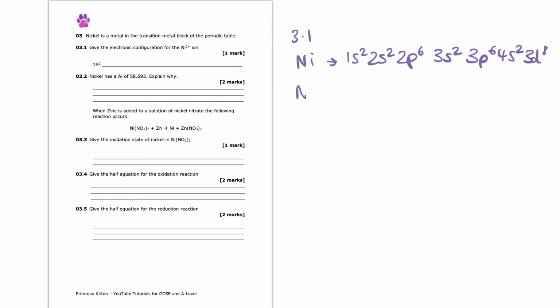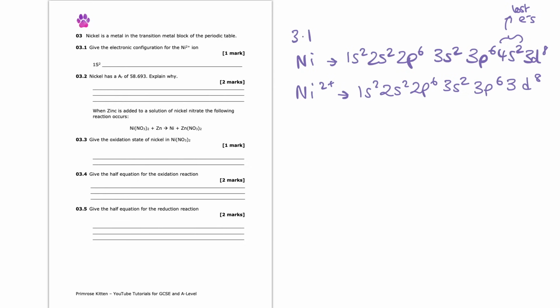And then when we get the nickel 2+ ion, what we end up getting then is we lose electrons from the s subshell. So these two electrons will leave. So we've lost these electrons. So we're just left now with 1s2, 2s2, 2p6, 3s2, 3p6 and 3d8. And that there will be the electronic configuration of the nickel 2+ ion.